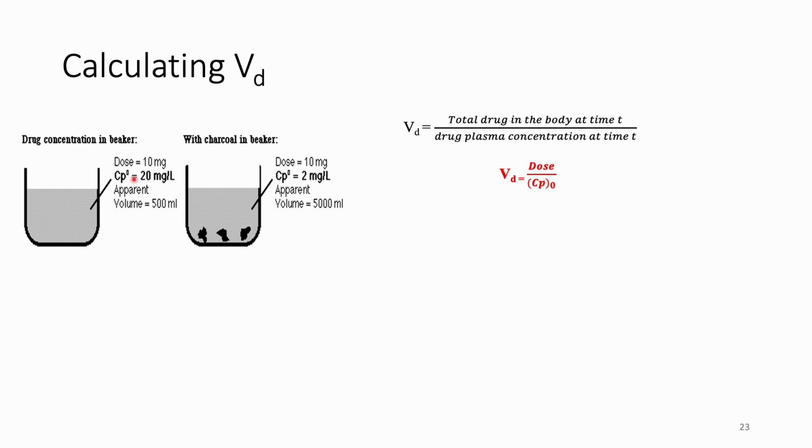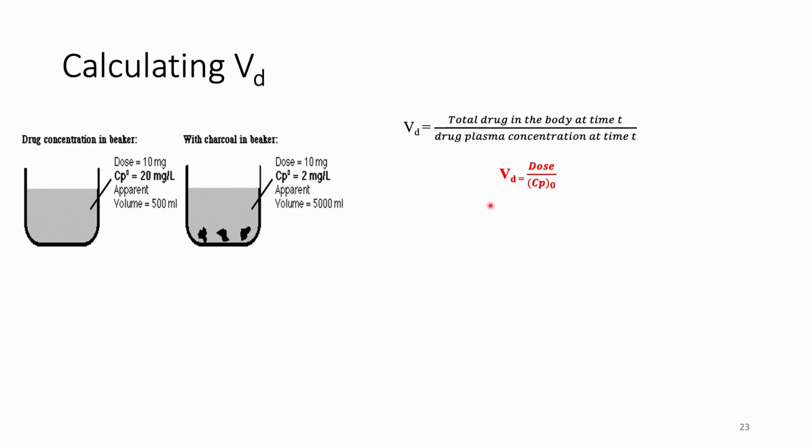To calculate this, with a dose of 10 milligram and a concentration of 20 milligram per liter, the volume of distribution is 10 milligram divided by 20 milligram per liter. The volume is 0.5 liter or 500 milliliter. So for those 10 milligram, if the plasma drug concentration is quantified at 20 milligram per liter, then the volume of distribution is calculated to be 500 milliliter or 0.5 liter. That's the way we calculate volume of distribution.